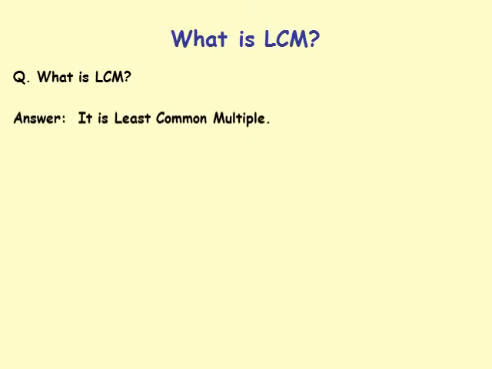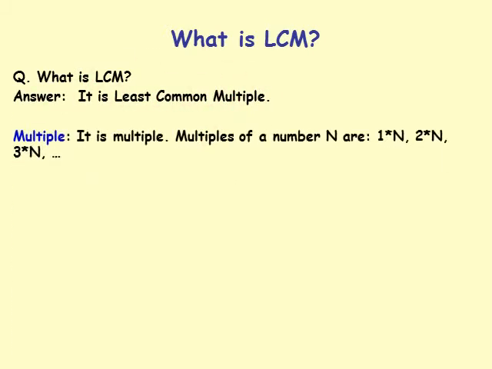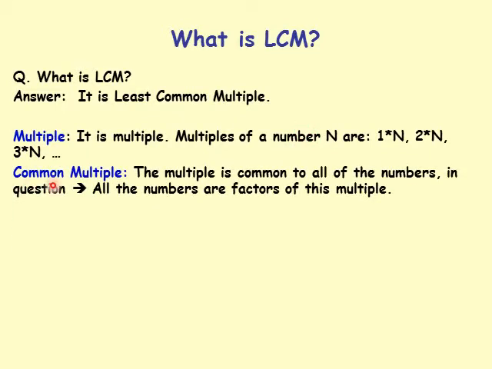What's LCM? It's a least common multiple. That's what it stands for. So it is a multiple. It's a multiple of a number n, like 1 times n, 2 times n, 3 times n, and so on. Then it's a common multiple. The multiple is common to all the numbers in question. All the numbers are factors of this multiple. So the multiple is common to all numbers. When some number is a multiple of numbers, those numbers are factors.